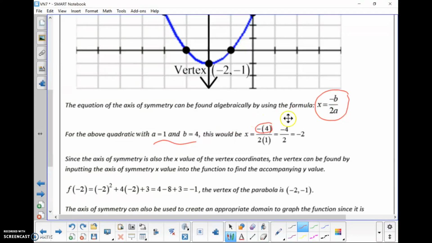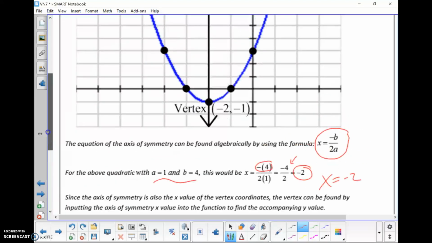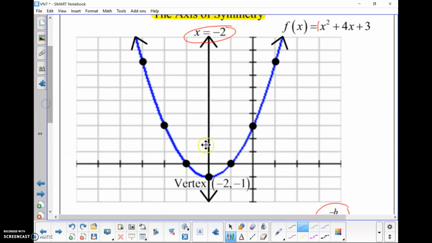So when b is 4, -b is -4. Now if b was negative, then -b would be positive. -b is like change the sign of b. Over 2 times a, so 2 times 1 is 2. And then this reduces down to x equals -2. So the axis of symmetry here is x equals -2. And that's what we see drawn in this graph, x equals -2.